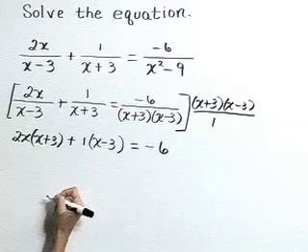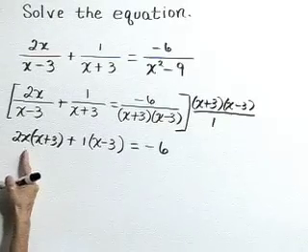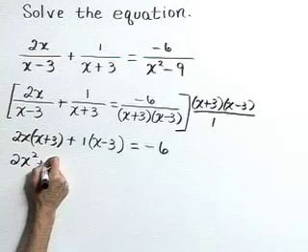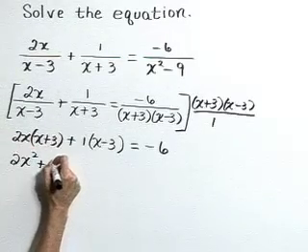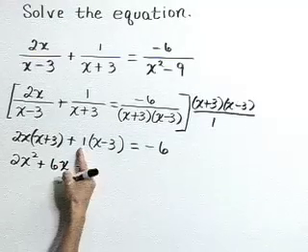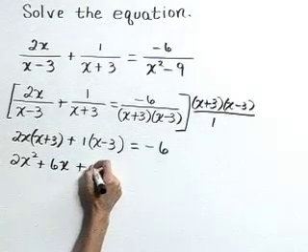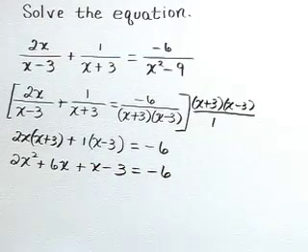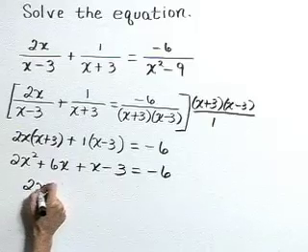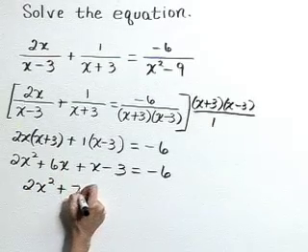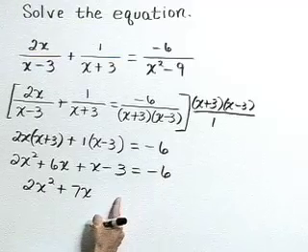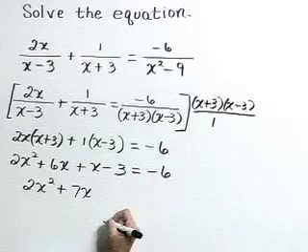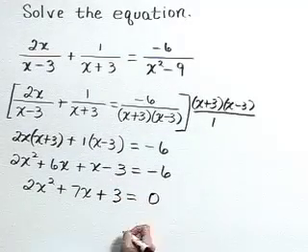Now let's solve the resulting equation. Let's clean up the left side by multiplying. 2x times x gives 2x squared, plus 2x times 3 is 6x. Multiplying 1 through this parenthesis gives a plus x and a minus 3. That's equal to negative 6. Combining like terms, on the left we have 2x squared plus 7x. And let's bring this 6 over as well, adding 6 to both sides. Negative 3 plus that 6 is a positive 3.